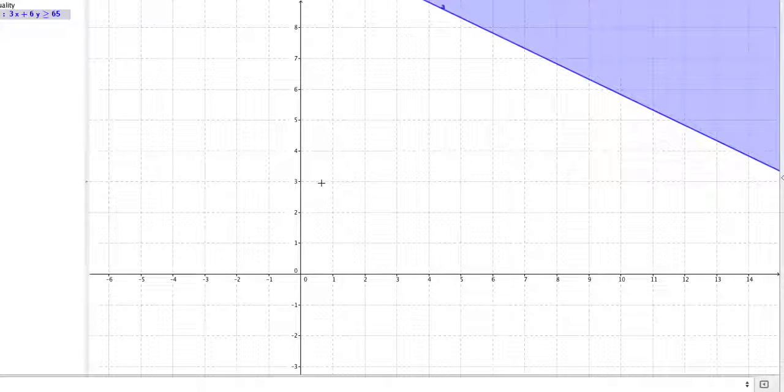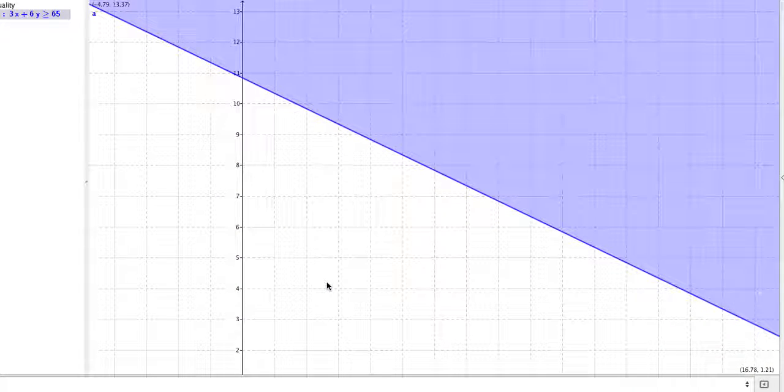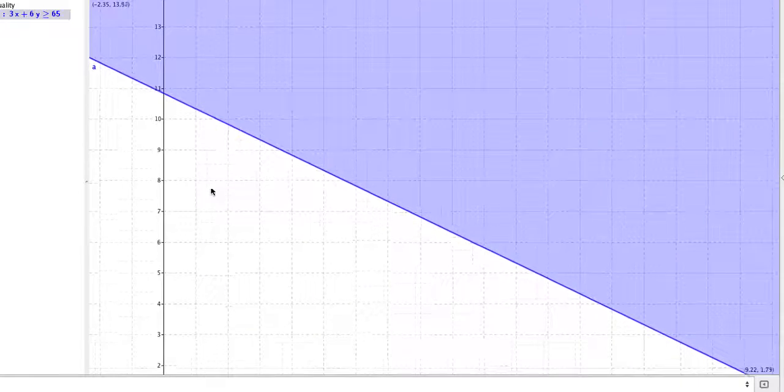There it is, right there. Okay, so first we graph the boundary of 3x + 6y = 65. That would be the graph of this line right there. And then remember what we did before. We tested a point.